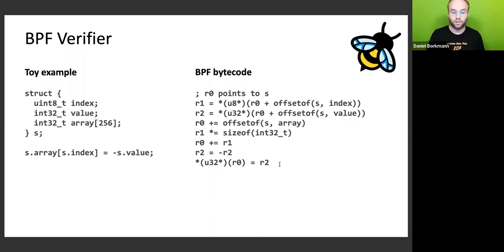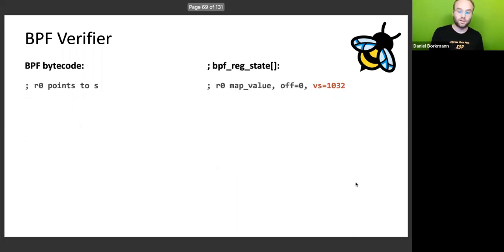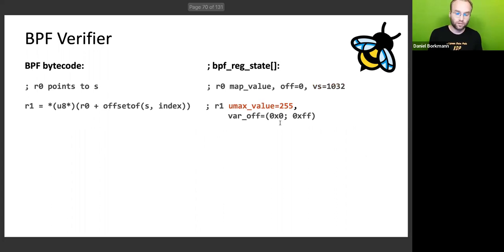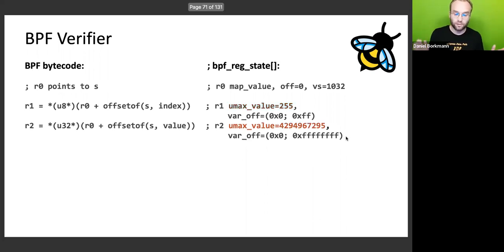Now I want to go through this. How does it look from the verifier perspective? That's quite interesting. So R0 points to the map value. What we do know is that the value size is 1032 bytes. Now we load the index from the map value. Given it is a 1 byte load, the maximum value can be 255. But everything else, that's the tri-state number, is unknown. So you see the value and here the mask. All the bits from the mask are unknown in this case because we don't know anything more.